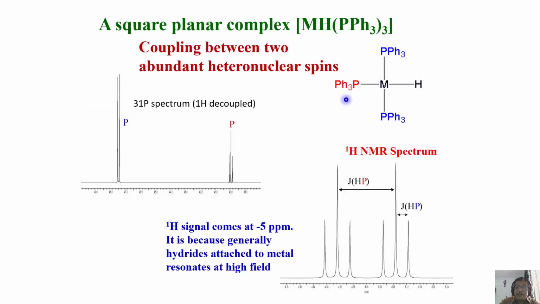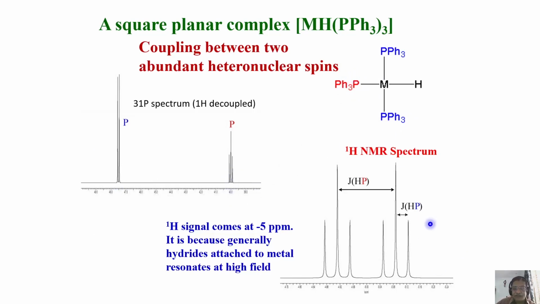On the other hand, if I see this phosphorus, it experiences equal coupling from these two phosphorus, like the CH proton coupled to CH2. What do you expect? A triplet. Exactly. This phosphorus is a triplet because of these two phosphorus couplings, and these two are a doublet because of the coupling to this phosphorus. So these two are chemically equivalent, and the center of this gives you the chemical shift of this phosphorus, and the center of this gives you the chemical shift of the other phosphorus.